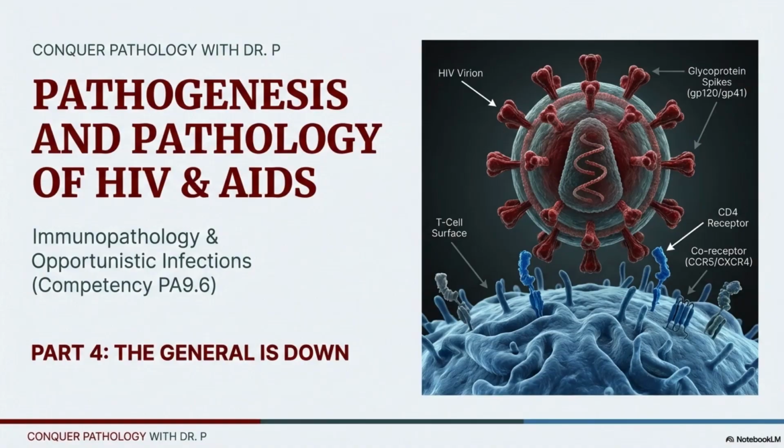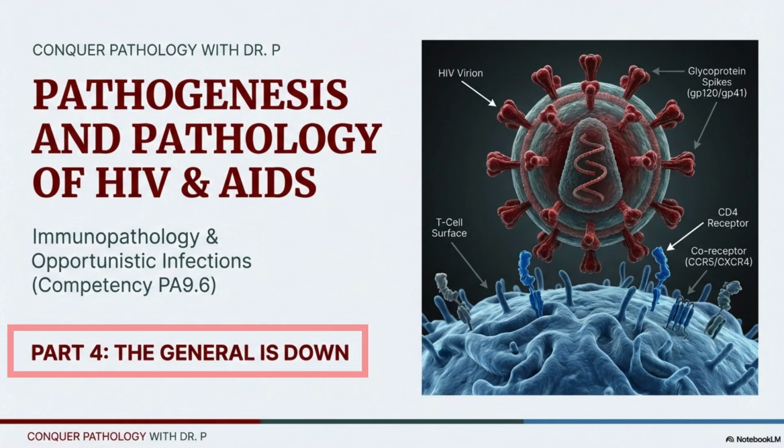Part 4. HIV and AIDS Decoded. Now we are tackling Competency PA9.6, Immunopathology and Opportunistic Infections, and we are talking about HIV and AIDS. But I don't want you to think of this as just a virus. I want you to think of it as a targeted assassination. The title of this lecture is The General is Down.